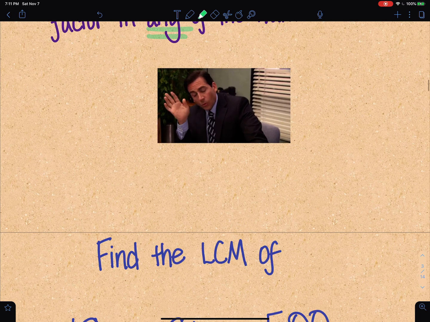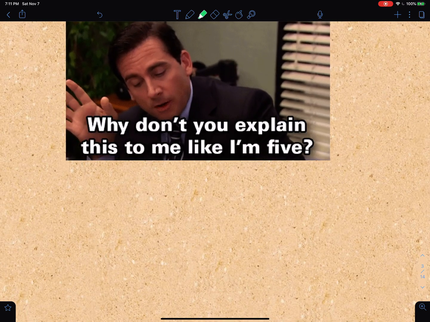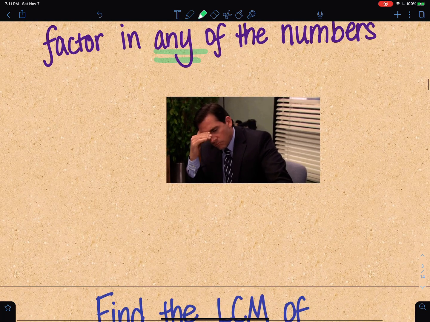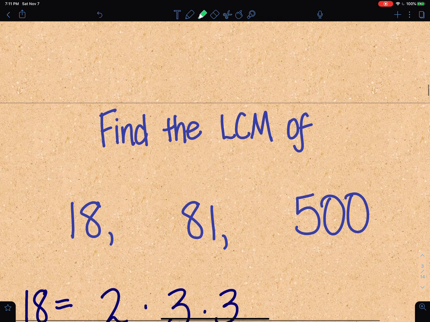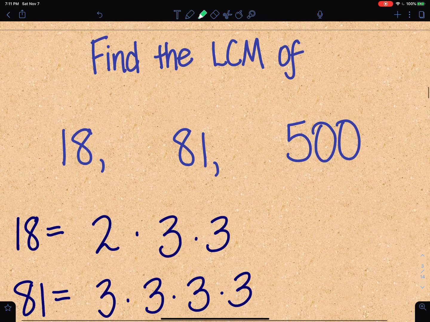Okay, now he's like, why don't you explain this to me like I'm 5? Because when you explain it in words like that, it's just so hard to get. We have to explain it by actually doing that. That's how you learn math. So to demonstrate this procedure, we're going to find the LCM of 18, 81, and 500. Now, these are humongous numbers. The answer is going to be humongous, right?